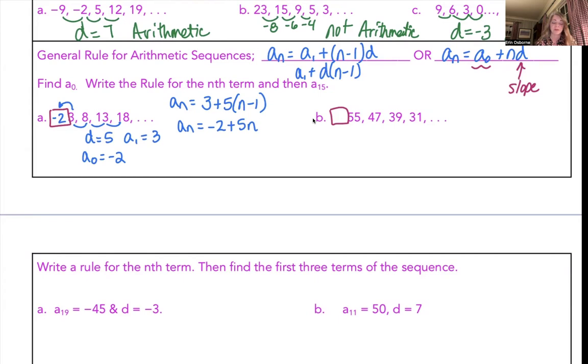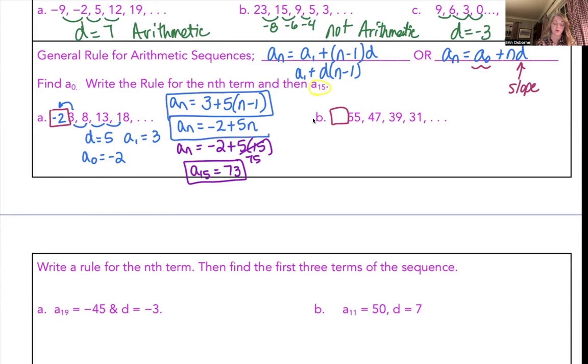Now for the last set of instructions to find a sub 15, you just have to plug a 15 in for n on either one of those. So this bottom one is a little bit easier to use. If I go -2 plus 5 times 15, that's a 75. So multiply first and get 75, and then add your -2 with it. And so the 15th term, which you can write like this, a sub 15 equals 73. And then, this is also the answer that was the goal. Like it said, write the rule. Both of those are correct. And then what is a sub 15?